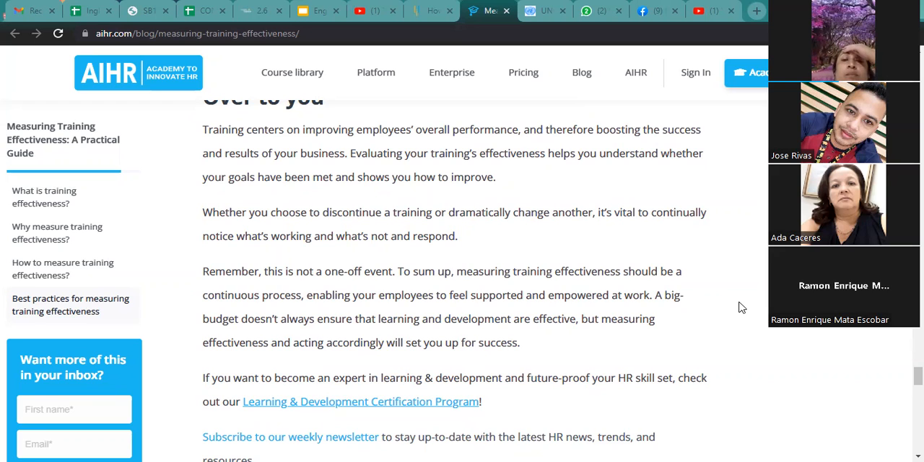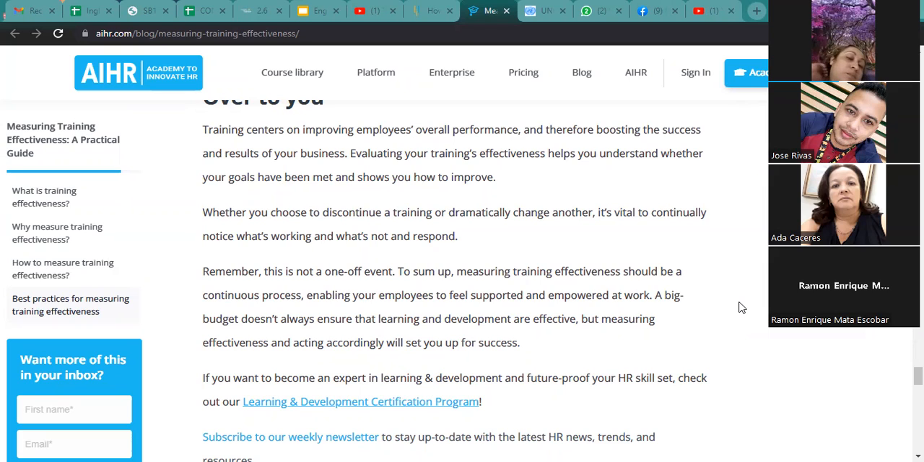Okay, remember this is not a one-off event. To sum up, measuring training effectiveness should be a continuous process, enabling your employees to feel supported and empowered at work. A big budget doesn't always ensure that learning and development are effective, but measuring effectiveness and acting accordingly will set you up for success.